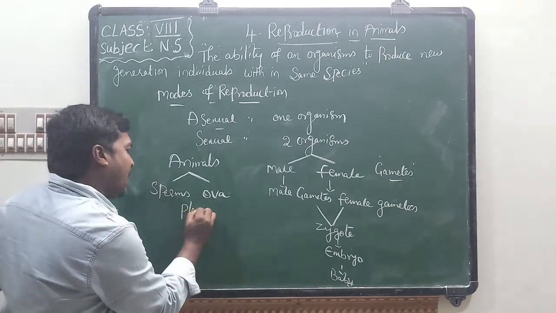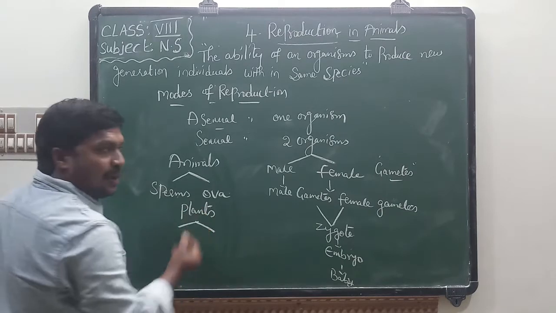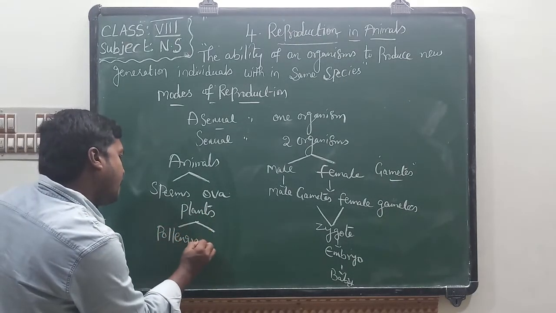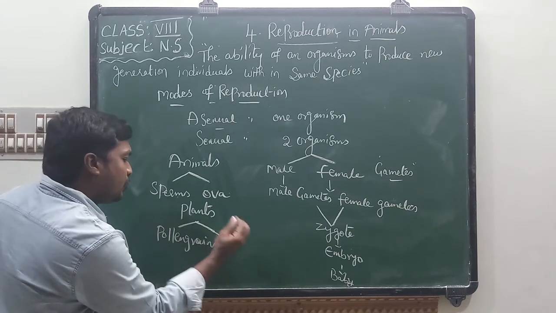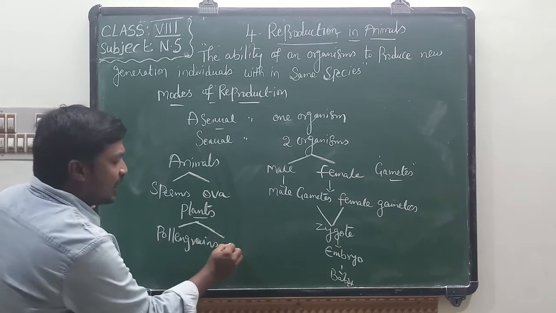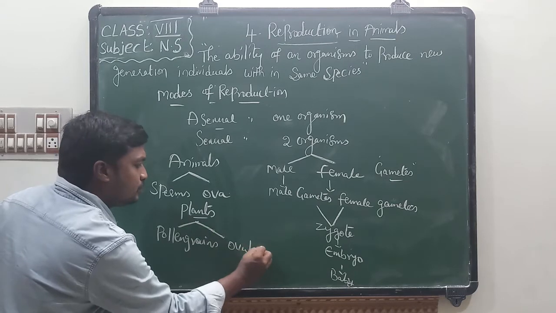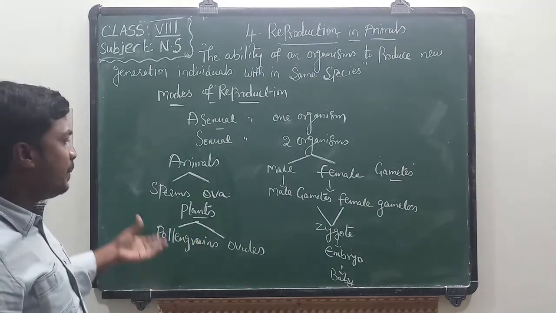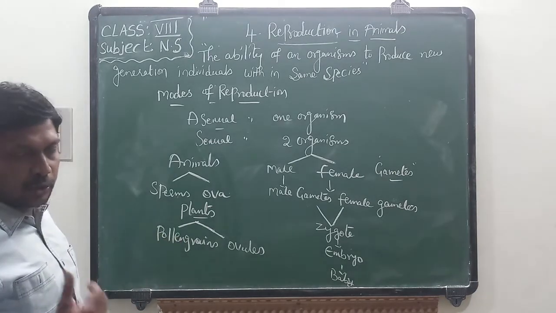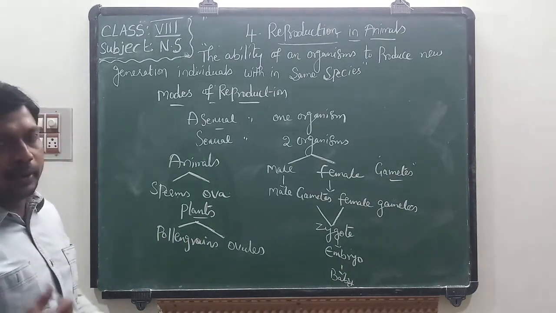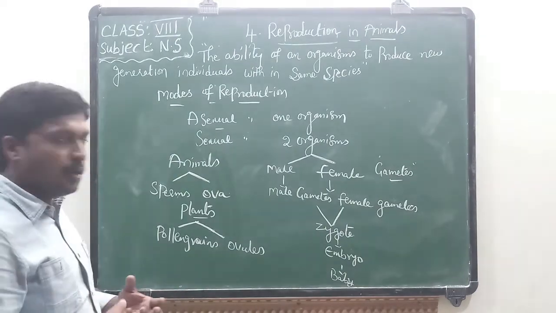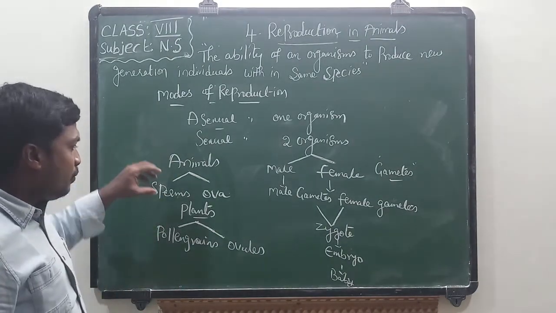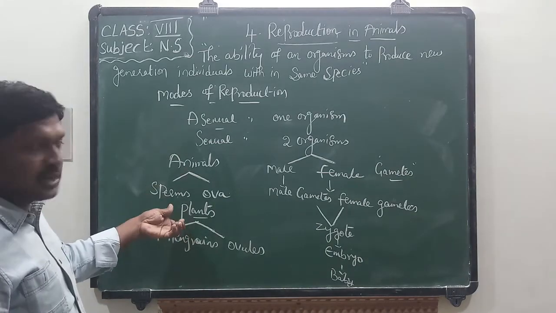If you will observe in plants, what are the male gametes? Pollen grains. Pollen grains are the male gametes. In plants, female gametes are called ovules. When these two are fused, zygote will be formed. Zygote develops into embryo. Embryo develops into fruit. Fruit gives seeds. Seeds give new plants. That is the flow chart seen in sexual reproduction in plants.